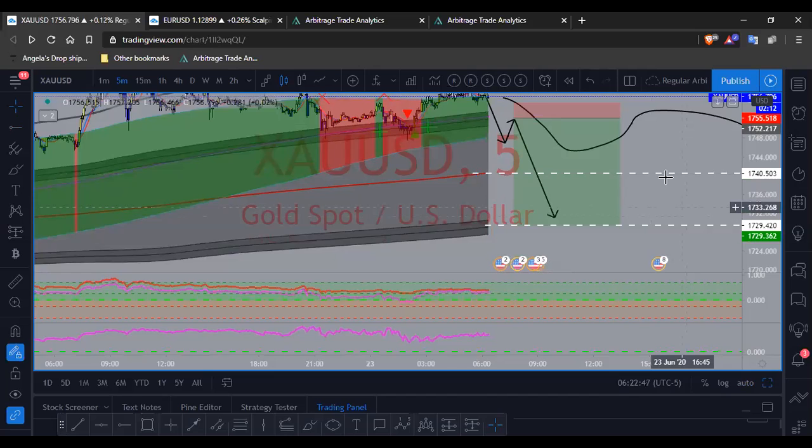Just take partials at 1740, set your stop loss at break even so that you're risk free of the trade, and then you could come here and take your full profits at 1730. Is that good?